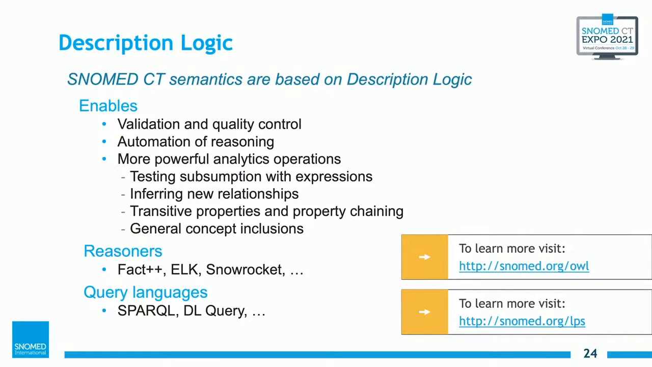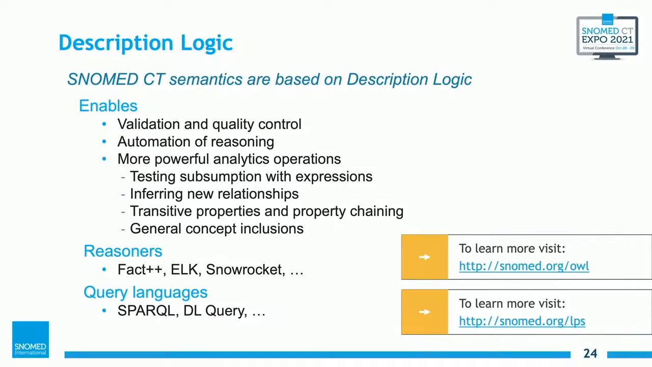But there are some cases when you may want to add new content that hasn't already been classified, such as new post-coordinated expressions. And in those cases, you may need to use a DL reasoner yourself to give you the extra power that the formal logic brings. Description logic enables the validation and quality control of the terminology. It automates the reasoning and provides more powerful analytics operations, such as testing subsumption with expressions, inferring new relationships, using transitive properties, property chaining, and general concept inclusions.